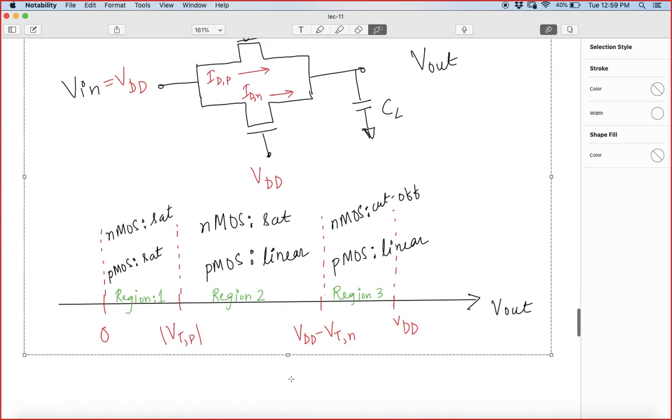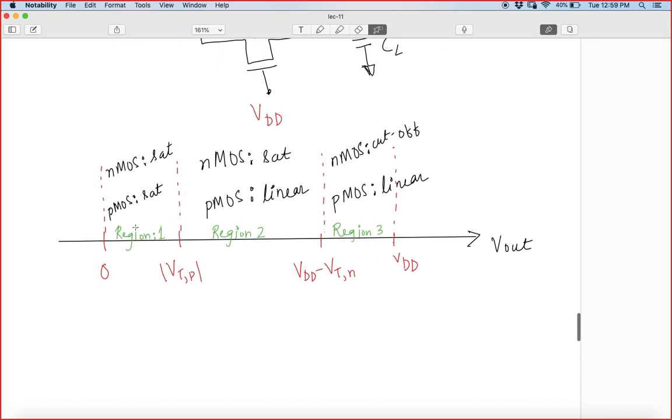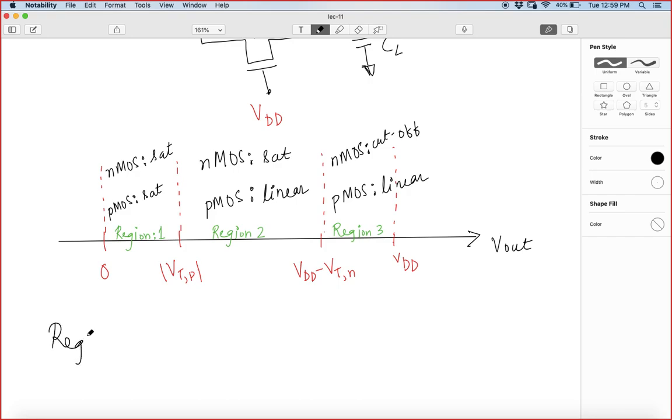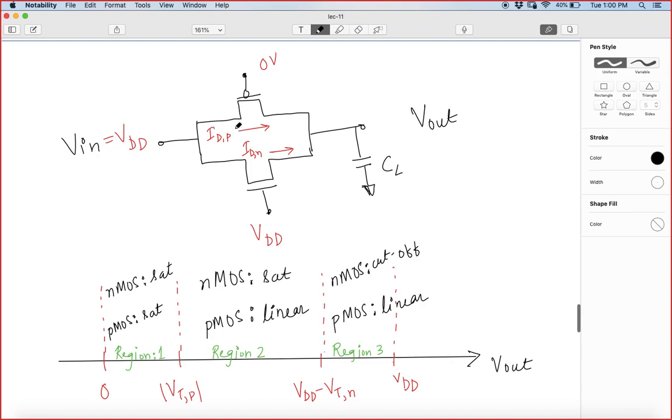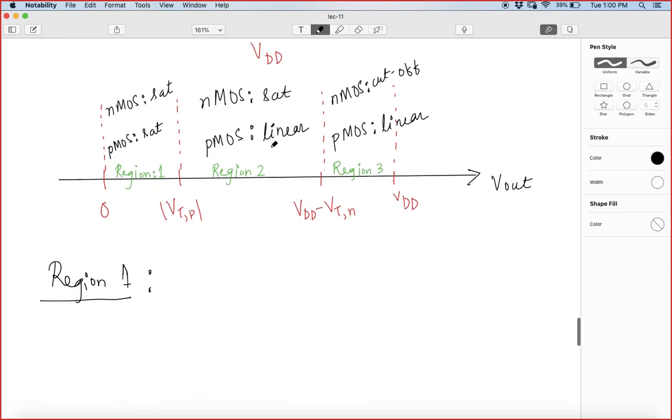Let's go to the next page. Whenever we are in region 1, what have we seen? We have seen that the NMOS is in saturation region and the PMOS is in saturation region. So to find my total current, I can simply write the equation for IDN and IDP in the saturation region of operation.